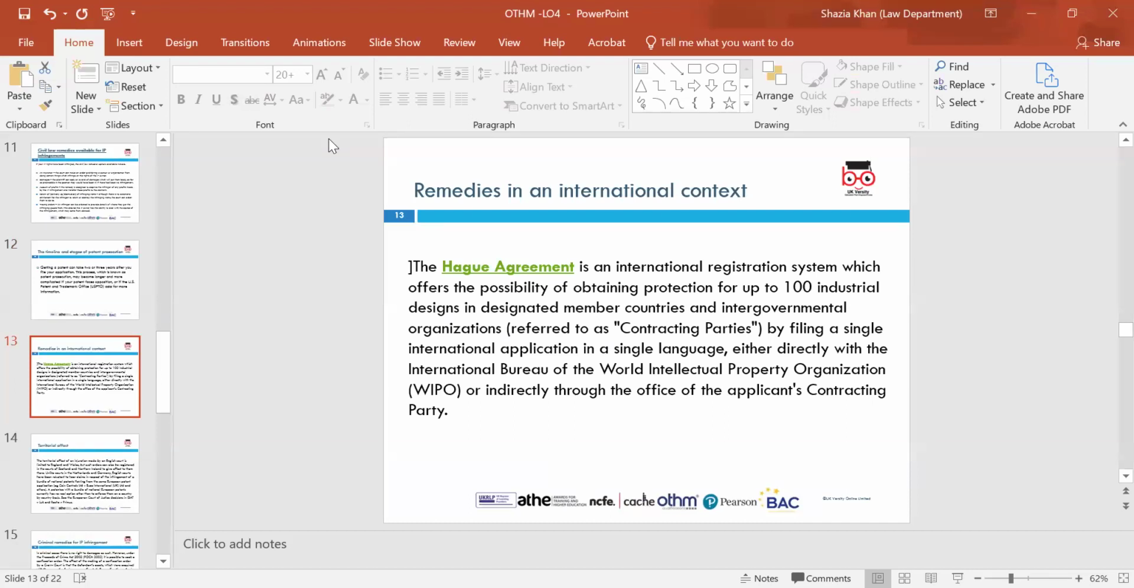Remedies in international intellectual property context. The Hague Agreement is an international registration system which offers the possibility of obtaining protection for up to 100 industrial designs in designated member countries and intergovernmental organizations, referred to as contracting parties, by filing a single international application, in a single language, either directly with the International Bureau of the World Intellectual Property Organization, or indirectly through the Office of the applicant's contracting party.